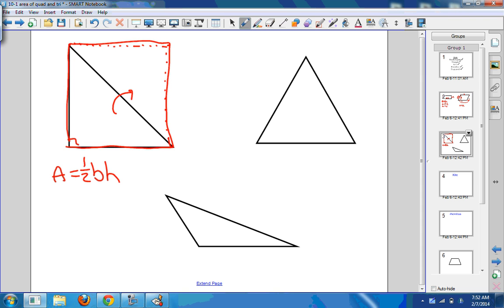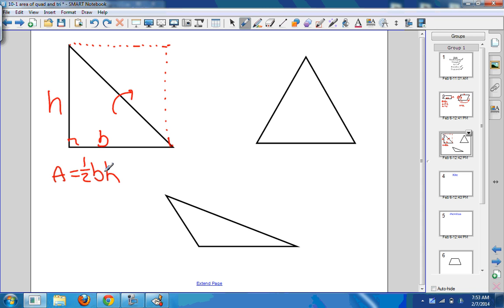So our base is here, our height. Once again, it is a line perpendicular to our base. So right triangles are the easiest to find the area of. It's basically just multiplying the 2 legs together with the base and the height and times a half.